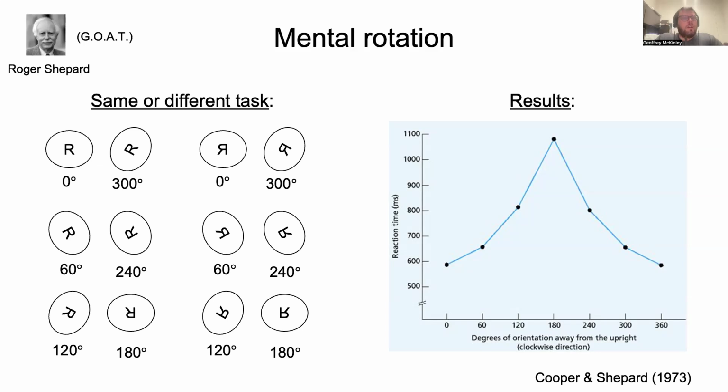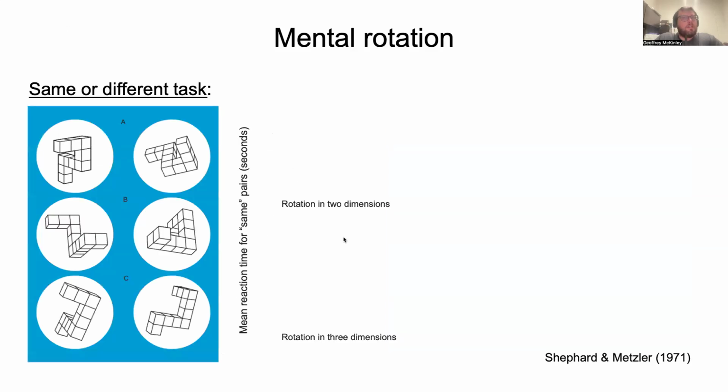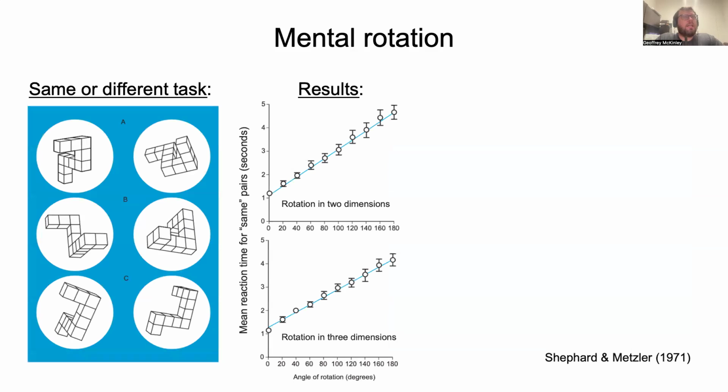Okay. And so I'm going to do another experiment. Unfortunately, my animations are a little off, but it's the same logic. Basically, participants were given two figures, like Tetris pieces, kind of. And you had to determine whether the two objects were the same or different.